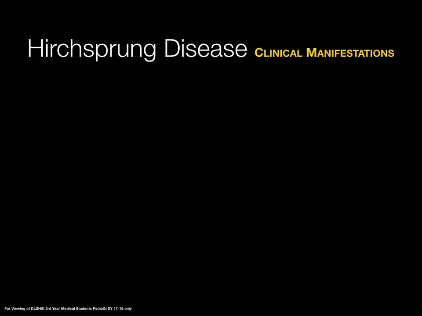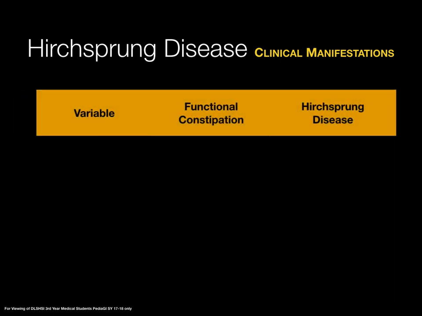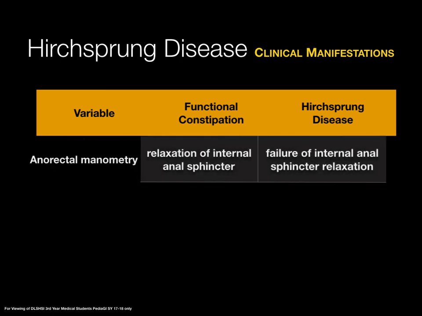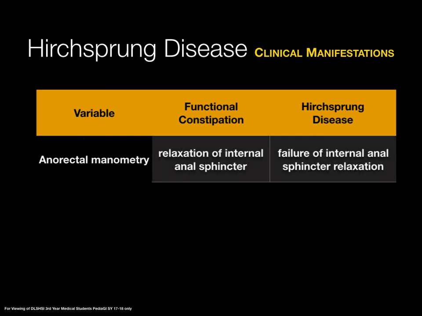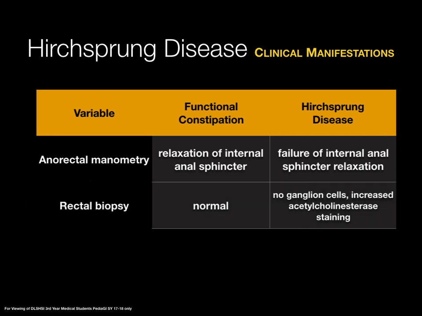For diagnostic modalities, anorectal manometry measures the pressure of the internal anal sphincter while a balloon is distended in the rectum. In normal patients, rectal distension initiates relaxation of the internal anal sphincter, while for Hirschsprung disease, there is failure to relax. In rectal biopsy, there are no ganglion cells or increased acetylcholinesterase staining in Hirschsprung disease.